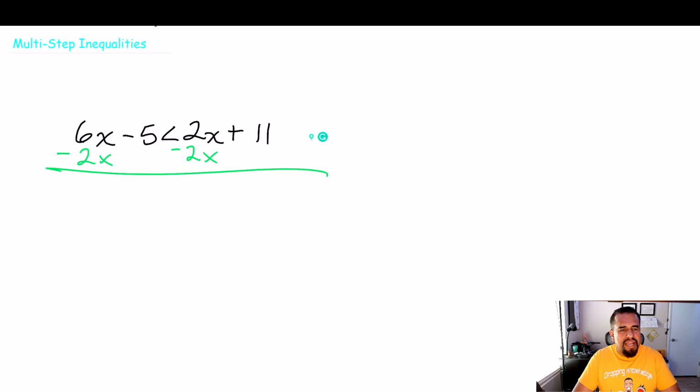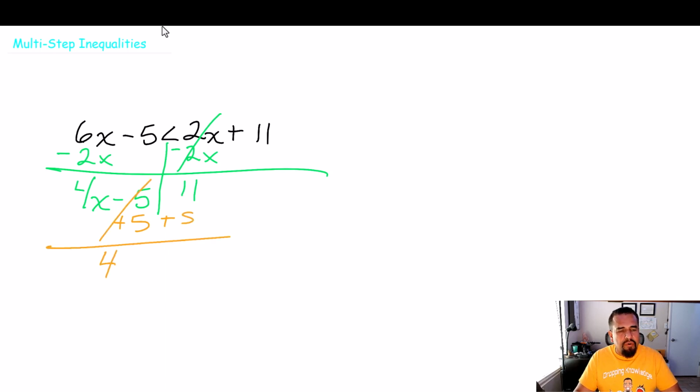And when I keep saying both sides, I mean both sides of the inequality, where my inequality is. So this here is going to give me a 0, and now I'm left with 11 on this side. On this side, it's going to be 6 minus 2, that gives me 4x, and the 5 is still there because I haven't done anything with it. Now let's go ahead and add the 5 to both sides. And I end up with 4x, and the symbol is still the same, the inequality. 11 plus 5 is 16.